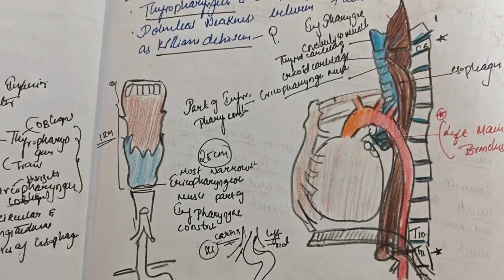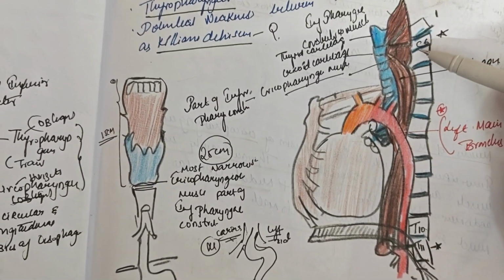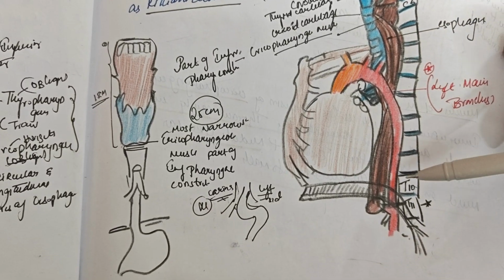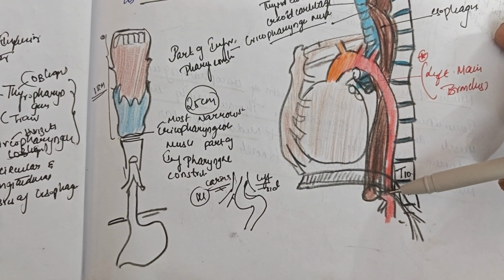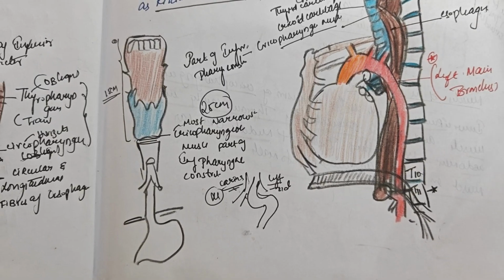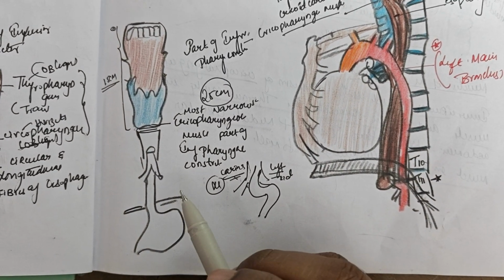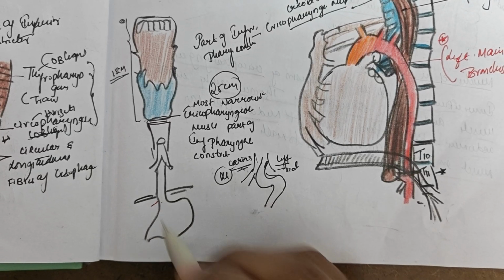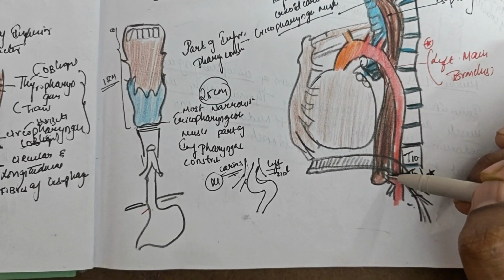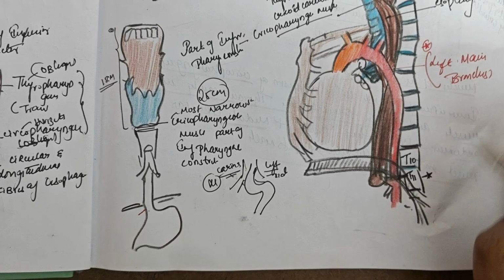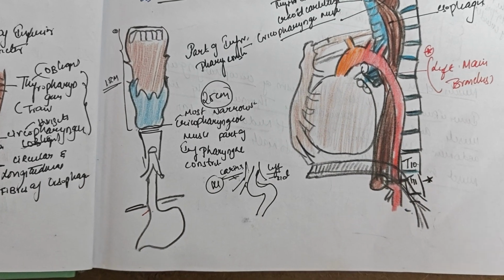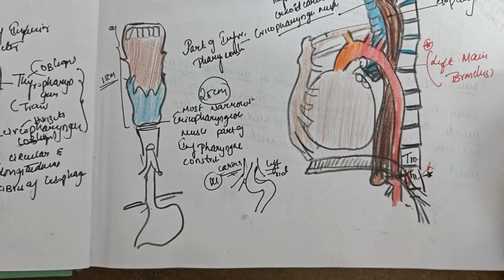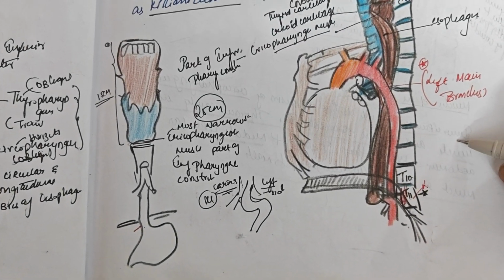Remember, it starts from C6, and it terminates in the abdomen. This is the abdomen. At what level does it terminate? After it joins the cardia of the stomach. So this is the cardia of the stomach. After joining the cardia of the stomach, it terminates, and this cardia is at T11. So this is T11. Two main points you should understand.